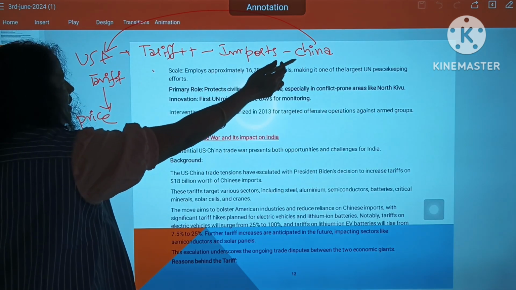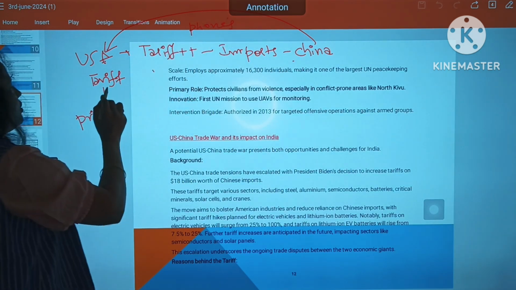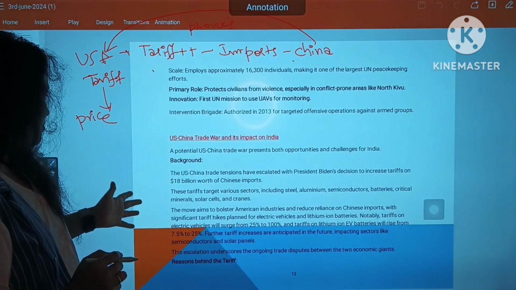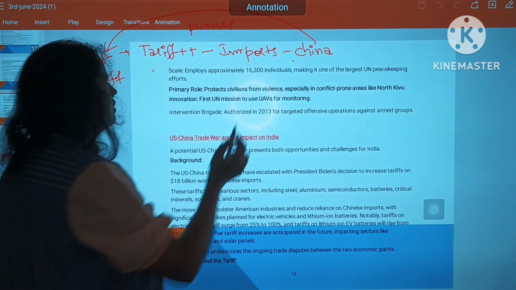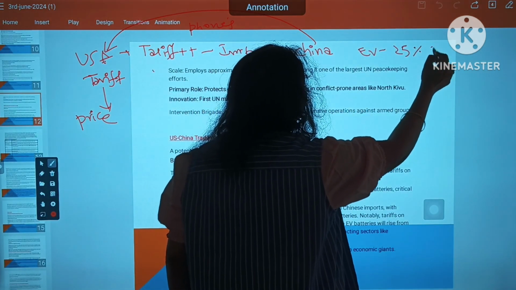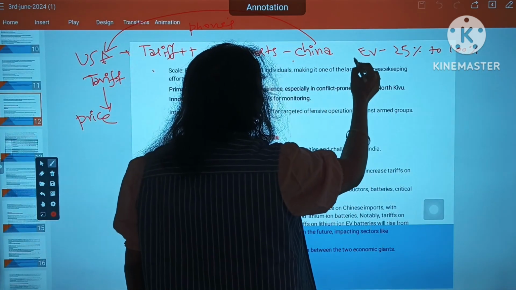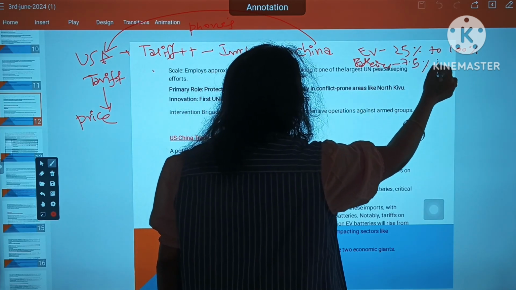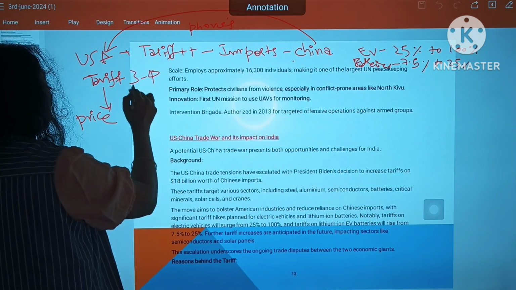Suppose China is exporting mobile phones to the USA. If the tariff is more... Earlier the tariff used to be 25% for electric vehicles, EVs. It is now increased to 100%. And for electronics like lithium ion batteries, the tariff used to be 7.5%, now increased to 25%. That means the tariff increased 3 to 4 times.